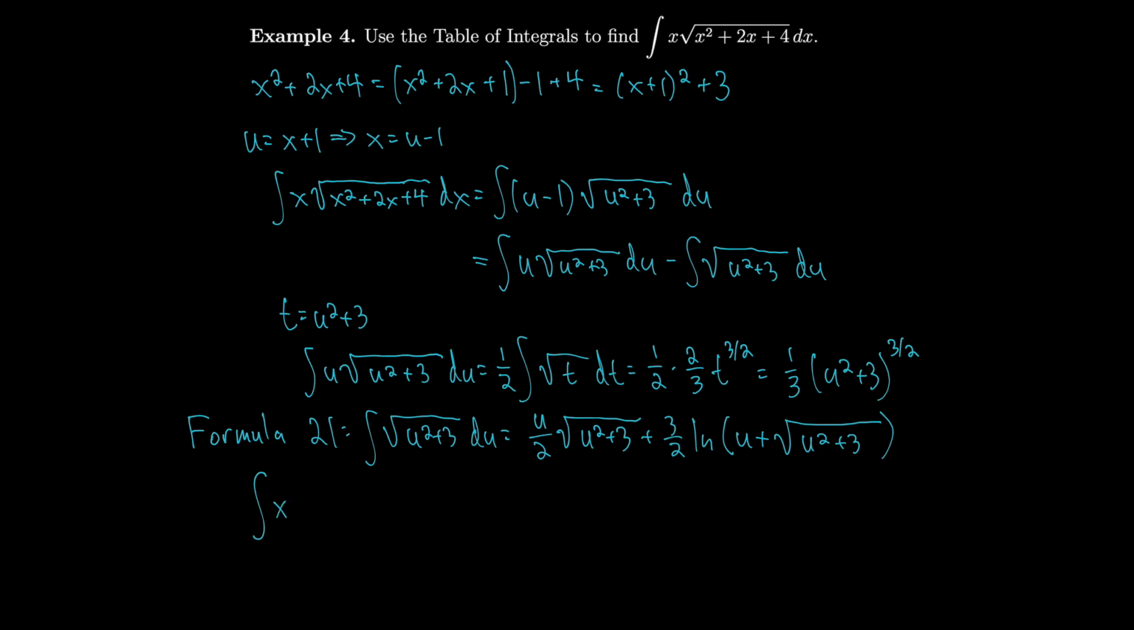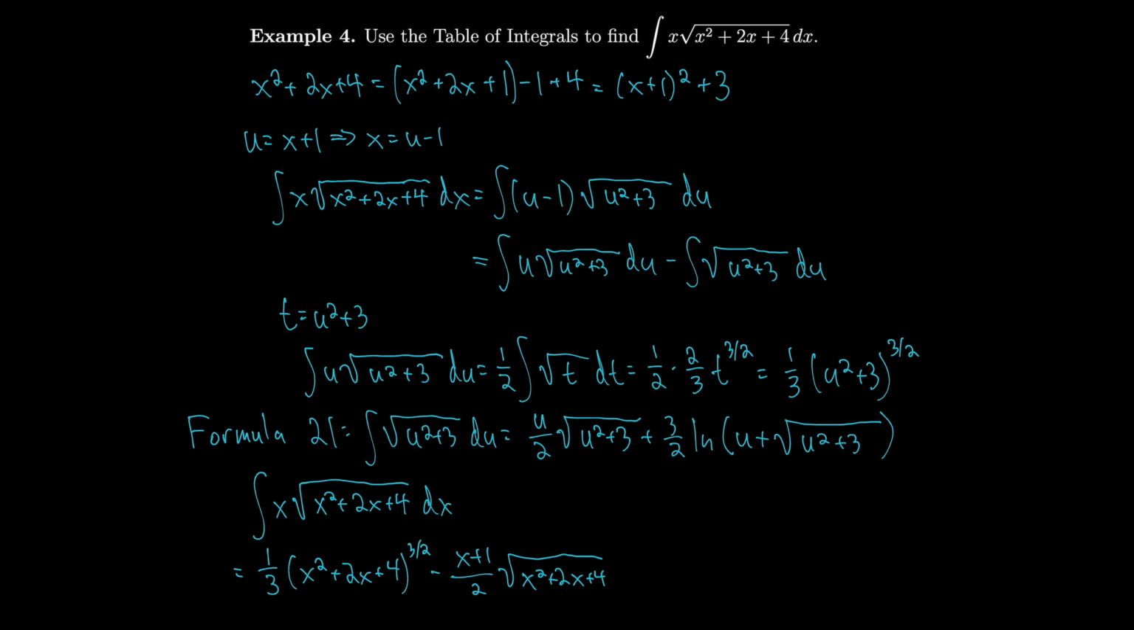So we get that the integral of x times the square root of x squared plus 2x plus 4 is equal to 1/3 times x squared plus 2x plus 4 to the 3 over 2 minus x plus 1 over 2 times the square root of x squared plus 2x plus 4 minus 3 over 2 times the natural log of x plus 1 plus the square root of x squared plus 2x plus 4.